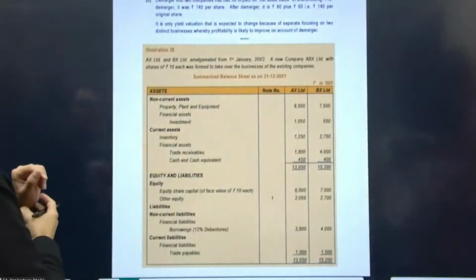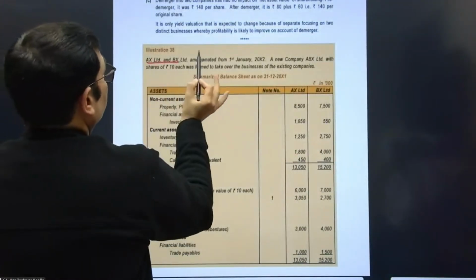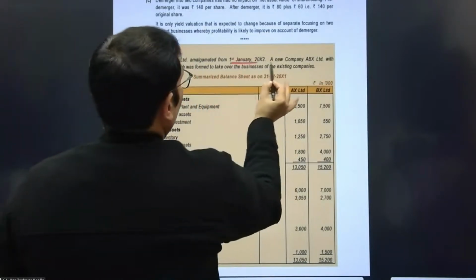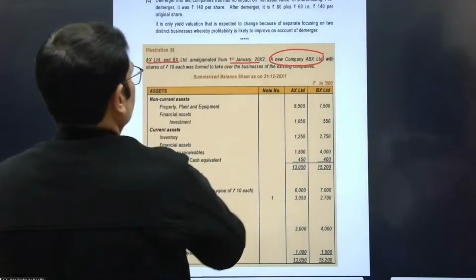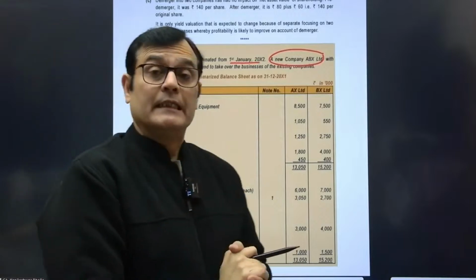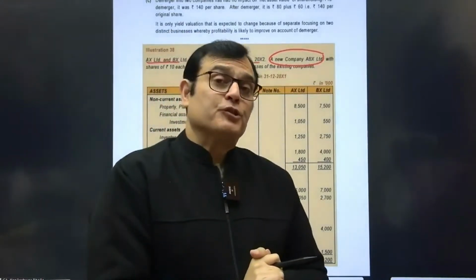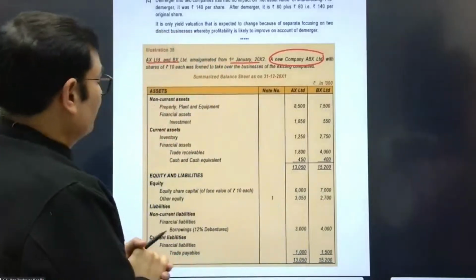Let's read the inputs. At the very first start, it says AX and BX are amalgamated on January X2, the acquisition date. A new company ABX with shares of 10 each is formed to take over the business of the existing companies. Since a new company is created and if the consideration happens in shares, it's going to be undoubtedly a reverse acquisition. Let's have a look.